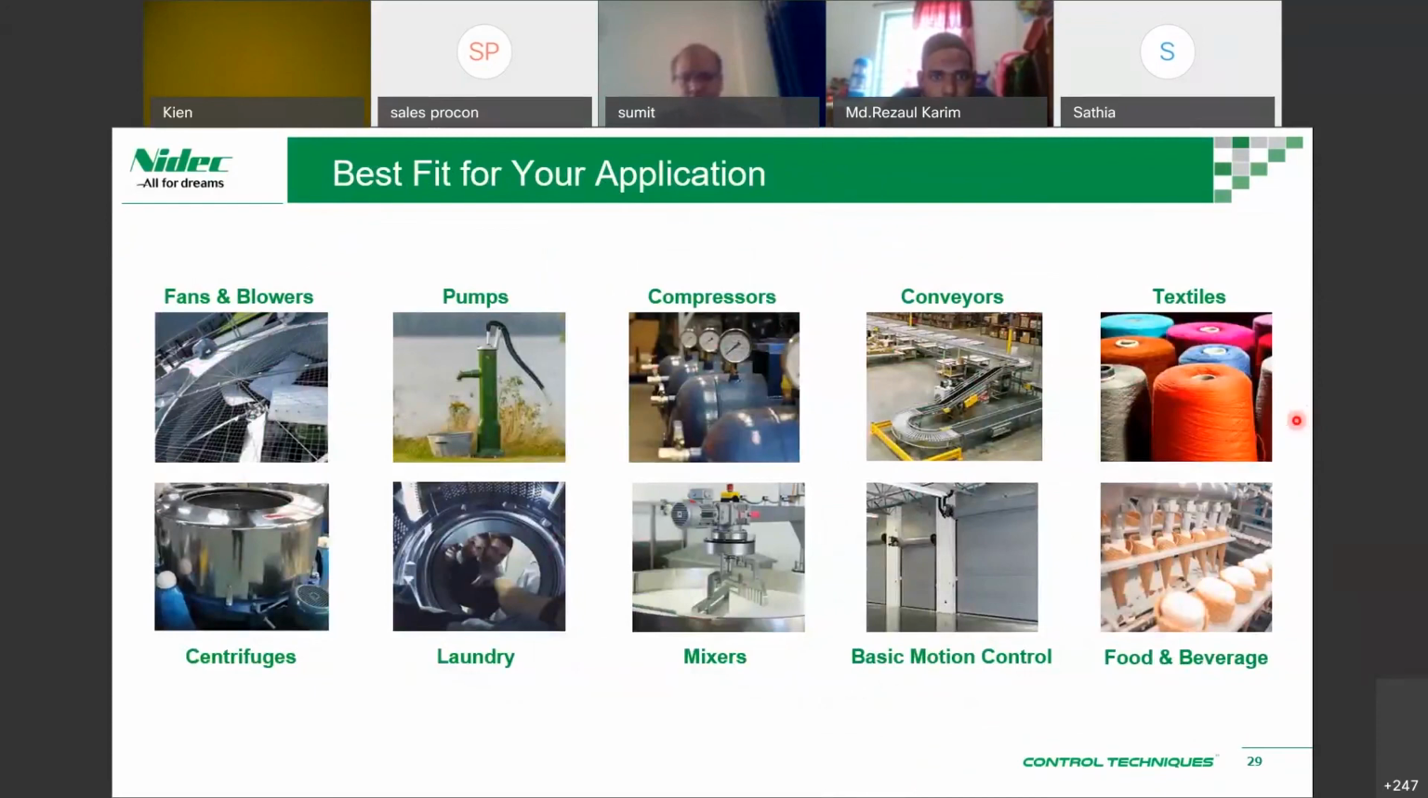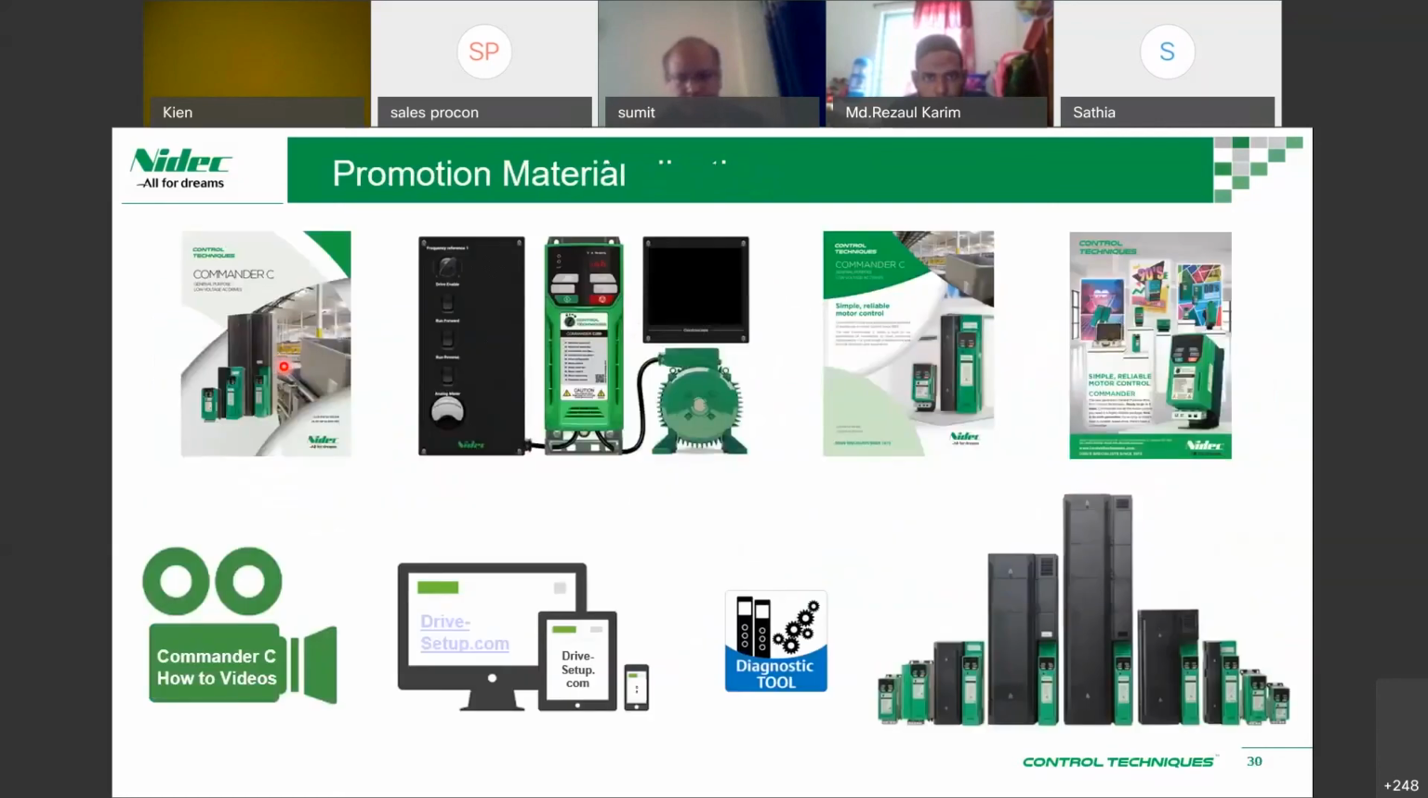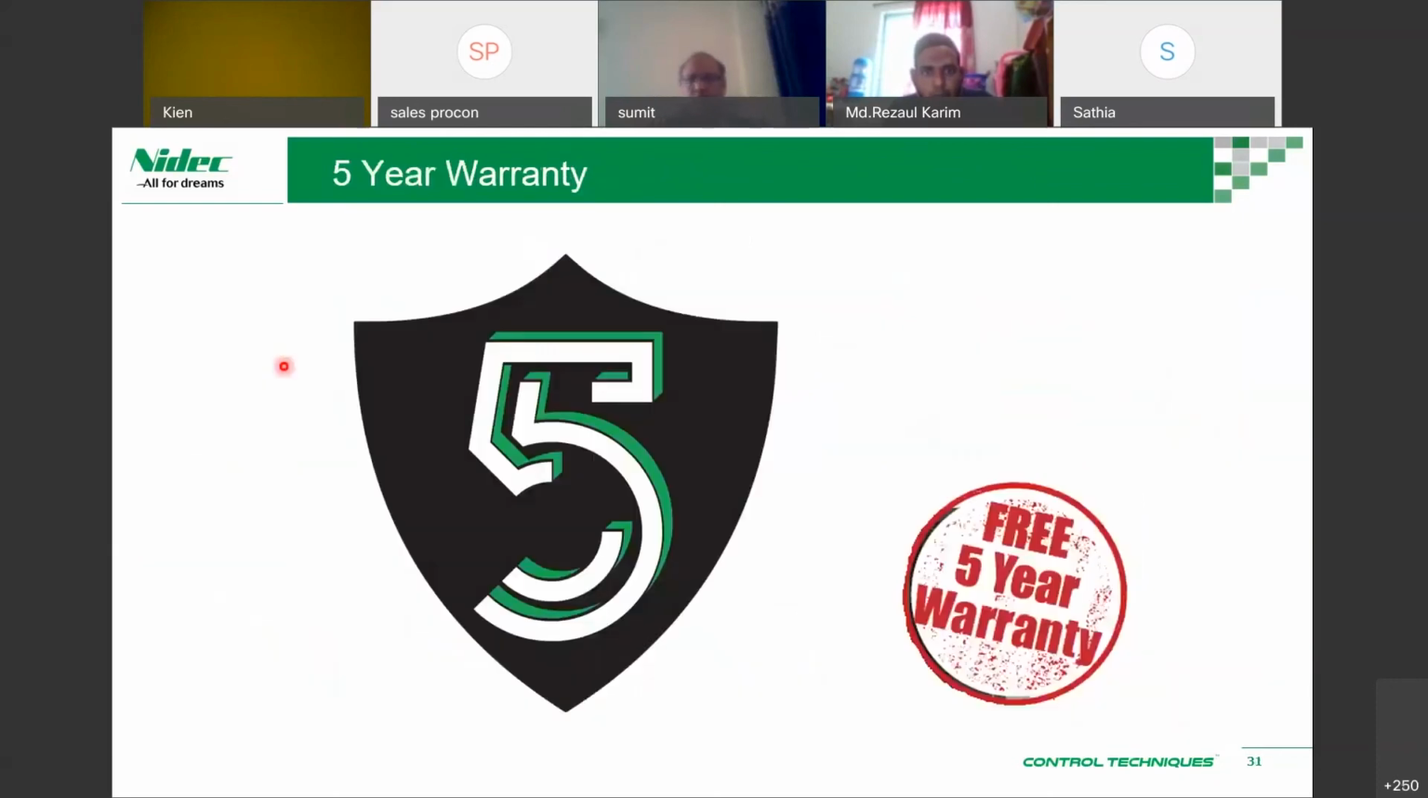If you're looking at a specific application, such as fans, blowers, pumps, compressors, conveyors, textile industries, centrifuges, laundry, mixers, basic motion control, food and beverages, we have solutions for this, and we can provide you with promotional materials that you need. And for Commander C, we come with a 5-year warranty.